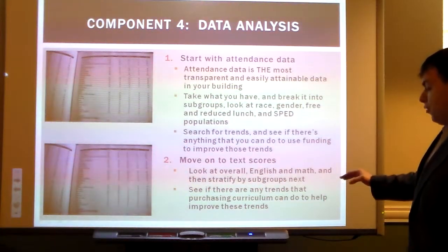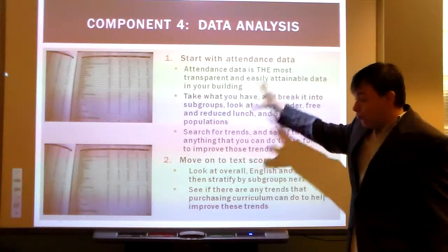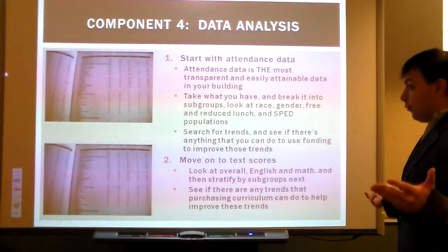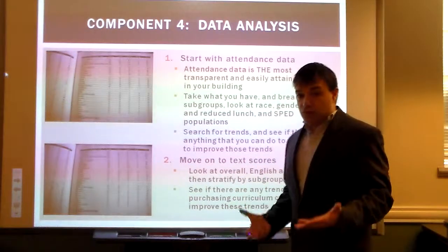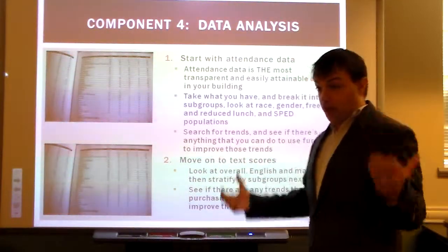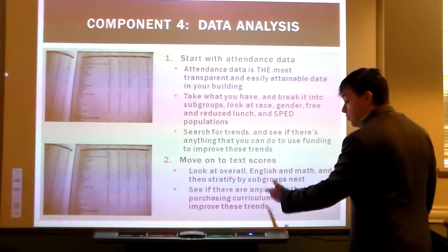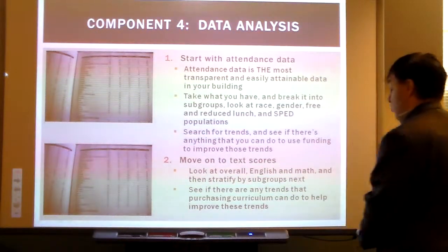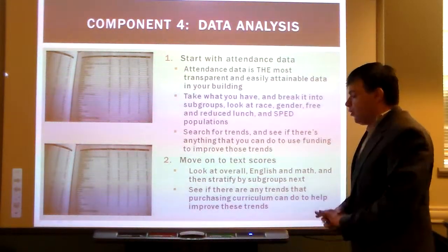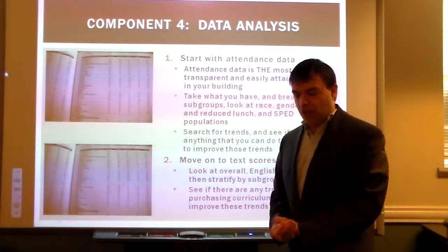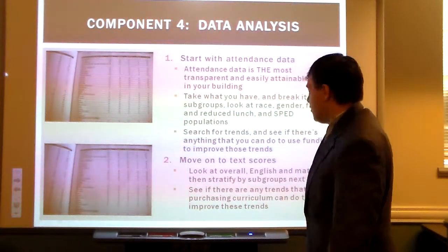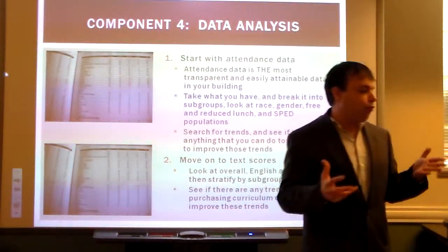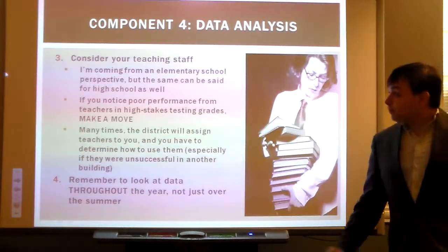Then you do test scores, but do attendance first. Most people would say test scores first. I don't. Attendance is right there. Anybody can do it. Test scores, I realize, you know, we're in a state where they do test on science and social studies here, but you want funding, you want money. English comes first, math comes second. So look at the overall results, then stratify by subgroups. What you want to see too is if you can look at other districts that have done well, see if there's a purchasing curriculum trend, something that they bought. Did they buy Go Math? Are they using Everyday Math? What kind of program are they using that's made them successful?